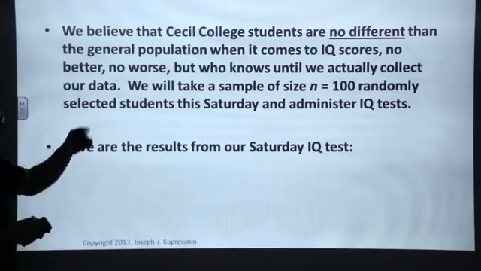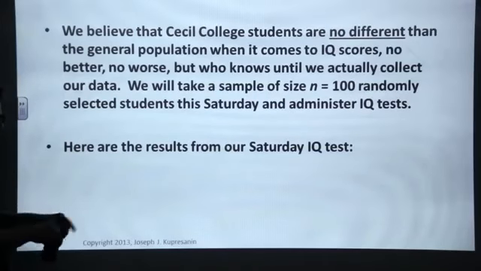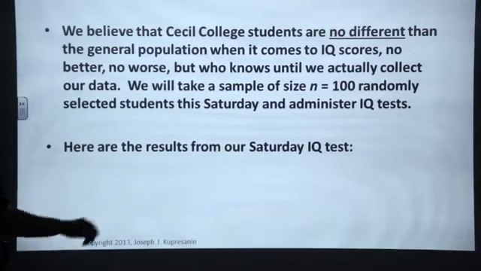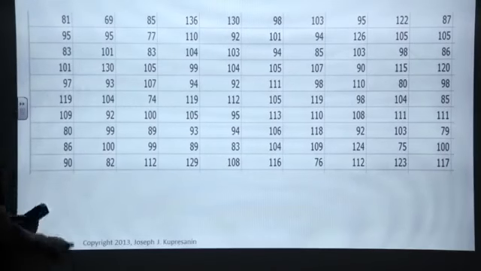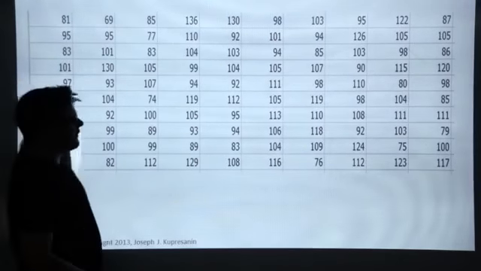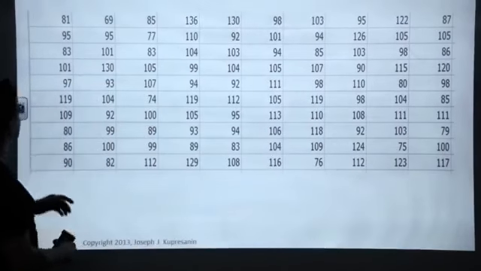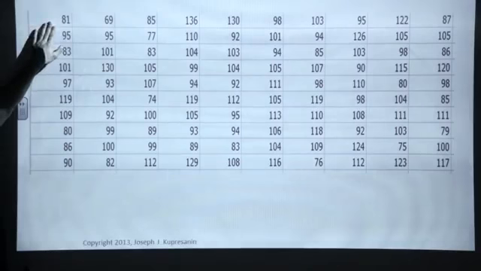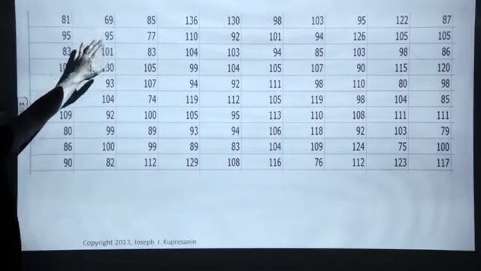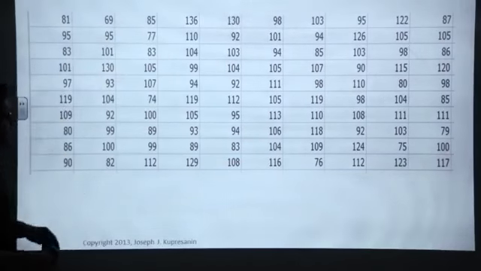We'll do it this Saturday. We'll administer IQ tests. And so pretend I did that. Here's the data on the next slide. 10 in each column, 10 rows. Those are the 100 IQ scores. So first student IQ of 81, second student IQ of 69, so on, right?